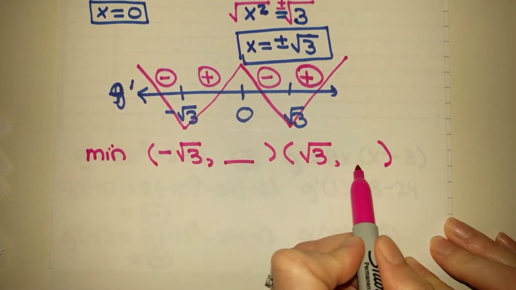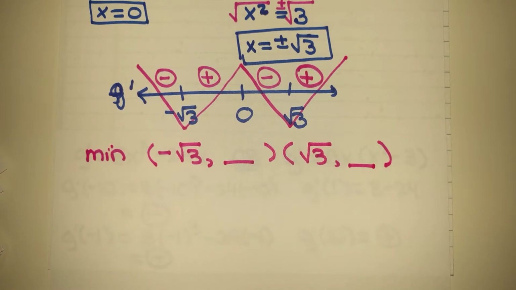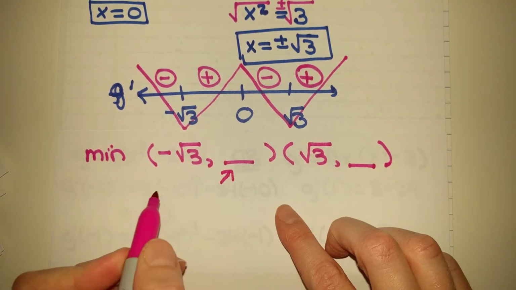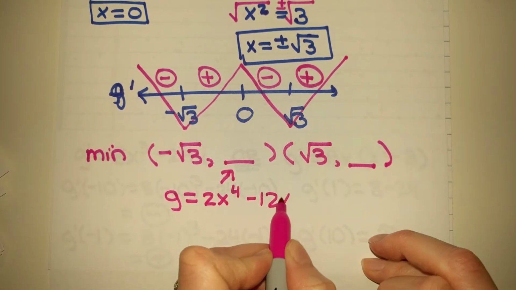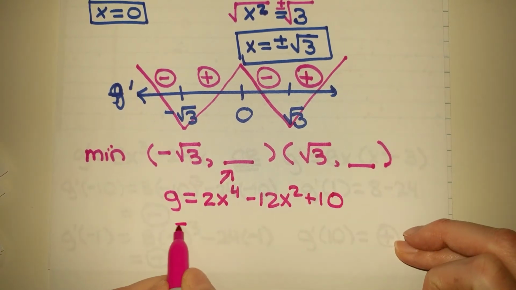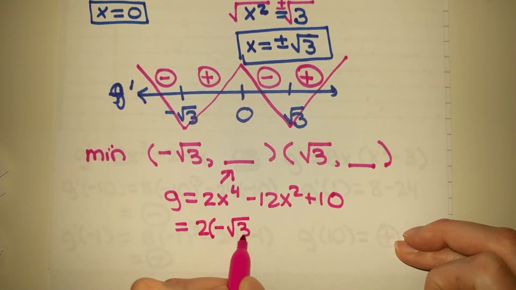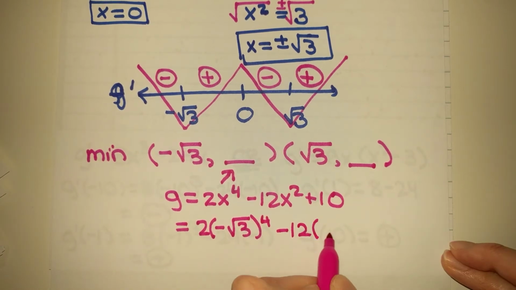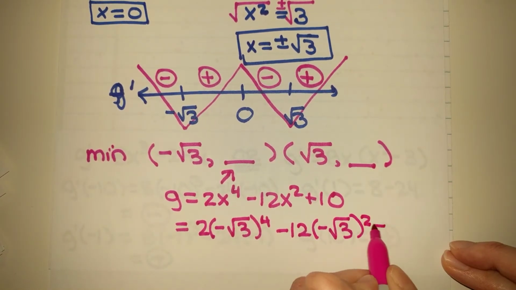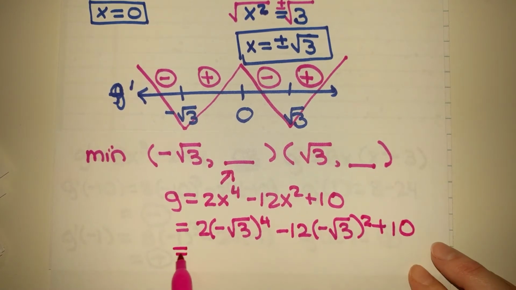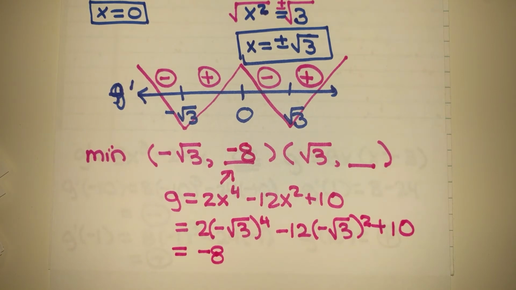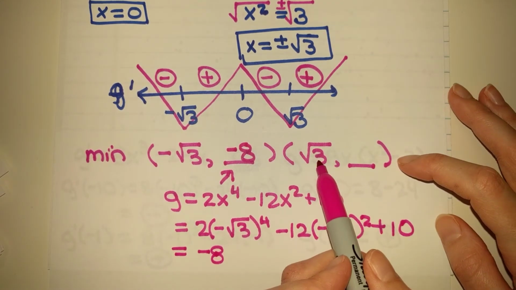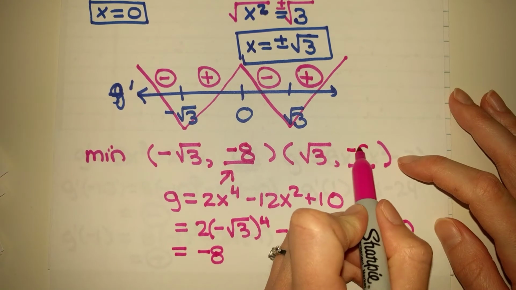Now, to find these values, what we need to do is plug into the original function. So I will take my original function of 2x to the 4th minus 12x squared plus 10 and plug in the negative square root of 3 to the 4th minus 12 times negative square root of 3 to the 2nd plus 10. And when you do that, you will get -8. So we have a -8 coordinate, and then for our relative minimum at the square root of 3, if you plug in, you will also get -8.